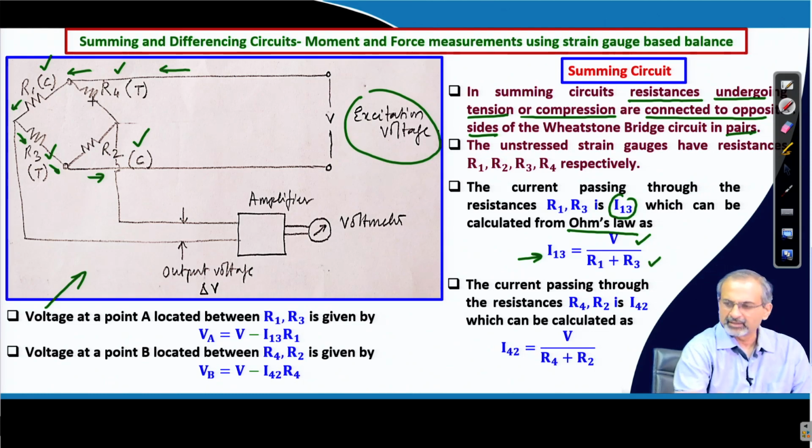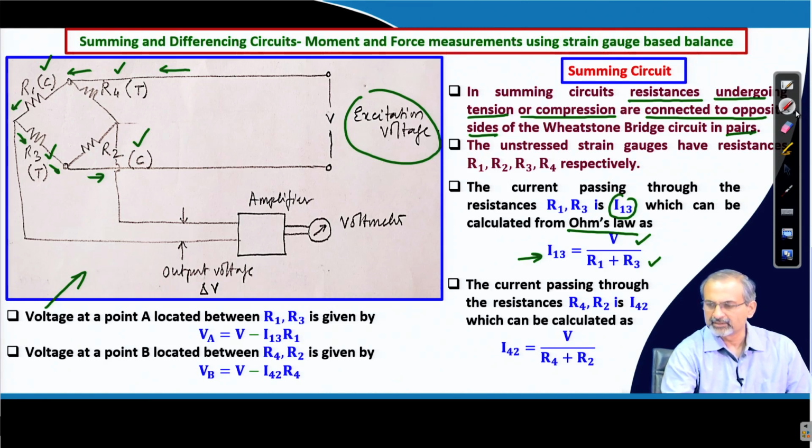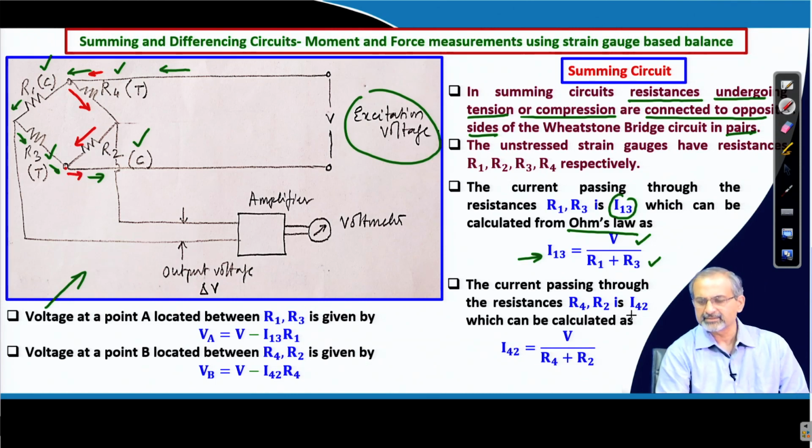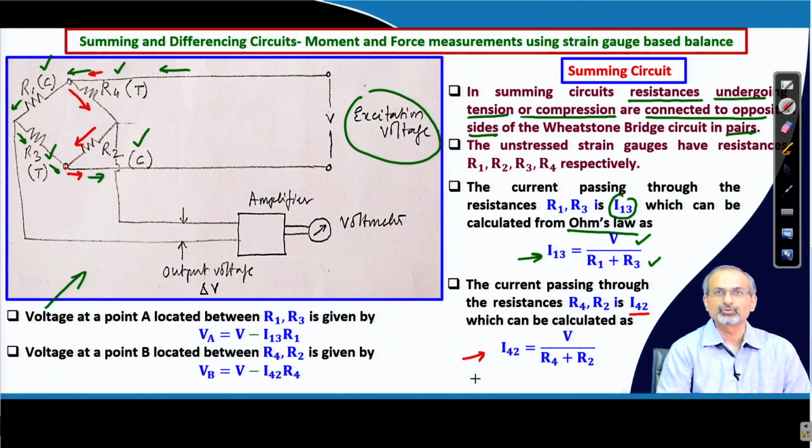In a similar manner, you can calculate the current flowing through the other two resistors. So, the current comes up to this point and then goes along the route R 4 R 2, again converges at this point and continues. In that case, if the current is I 42, then again applying Ohm's law, we get I 42 equal to V by R 4 plus R 2, which are again in series.